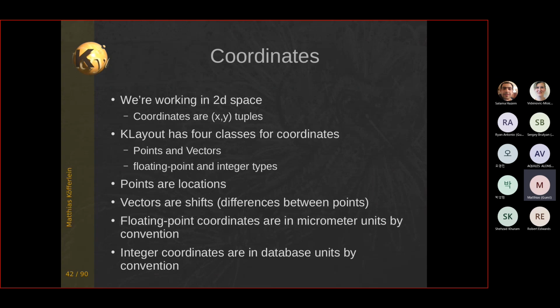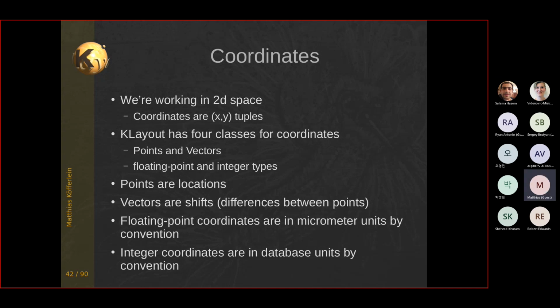Okay, I think before we really can start with scripting, I need to explain a little bit of theory about what is happening here. I mean, the most important thing, I guess, is about coordinate spaces that we have here. So we are talking about two-dimensional layout. We are not talking about three-dimensional. We are always using XY coordinates. And there are actually 4 classes that KLayout uses for coordinates. So there are 2 classes which are points and vectors.